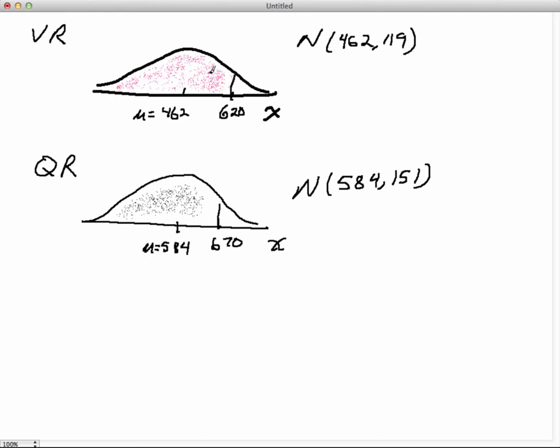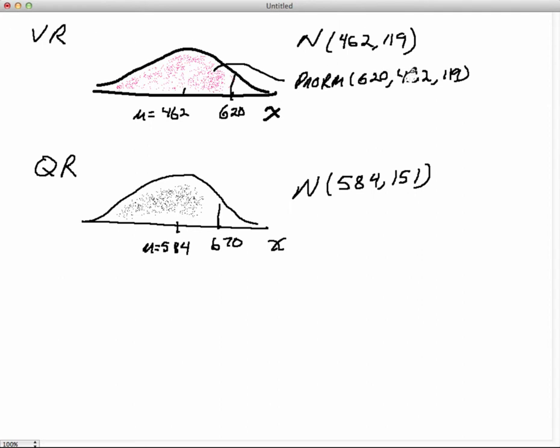To figure out what this area right here is, this is going to be p-norm with the mean of 462. Whoops, my bad, that was a mistake. I don't want to put that first. We want to put her score in first, then we'll put in the 462. Sorry about that. So put in her X value, which was 620. Put in her mean value, which is 462. And put in her standard deviation, which was 119.